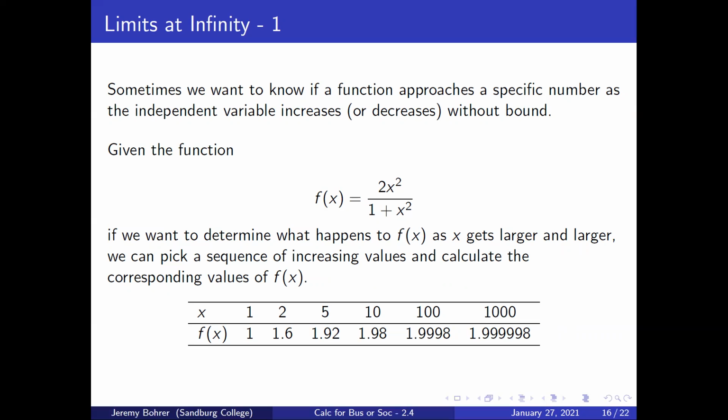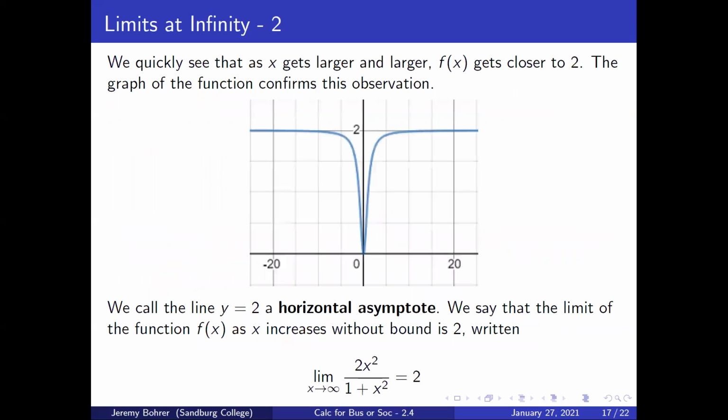If x is 1, then f of x is 1. If x is 2, then f of x is 1.6. If x is 10, then f of x is 1.98. If x is 1,000, then f of x is 1.9999998. We see that as x gets larger and larger, f of x gets closer to 2.